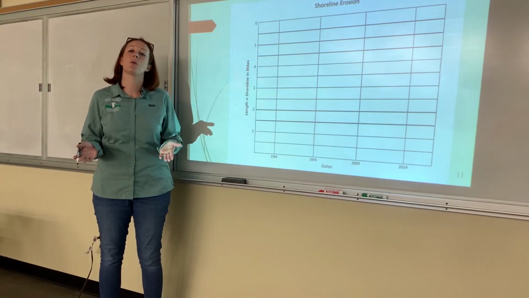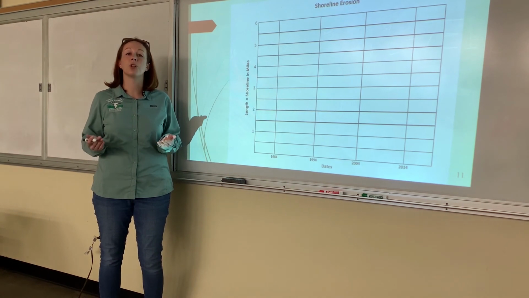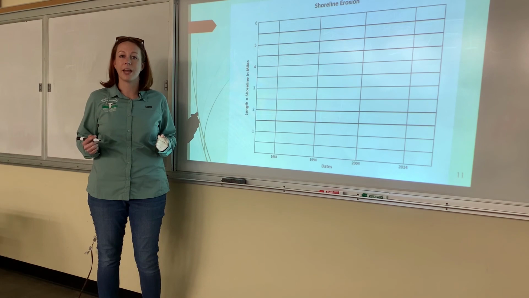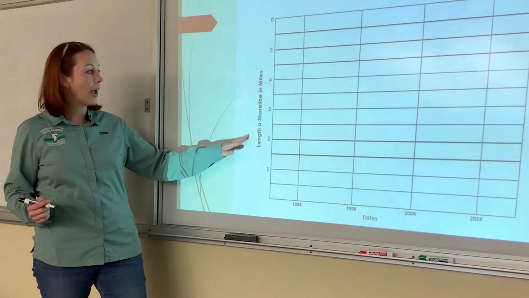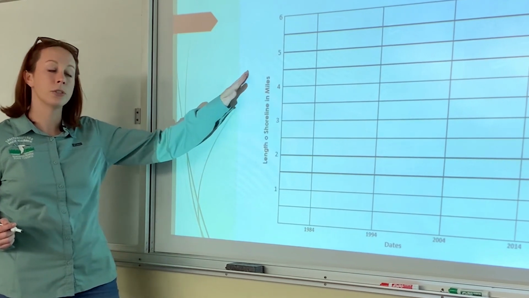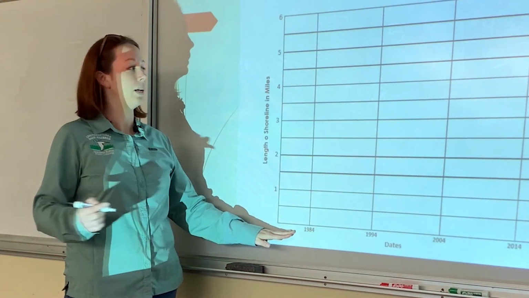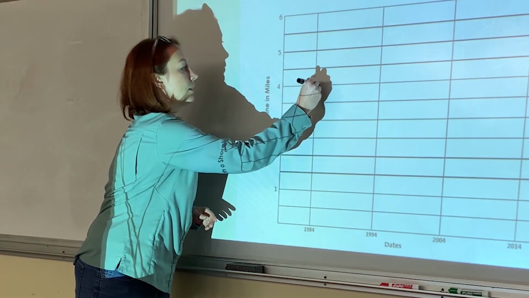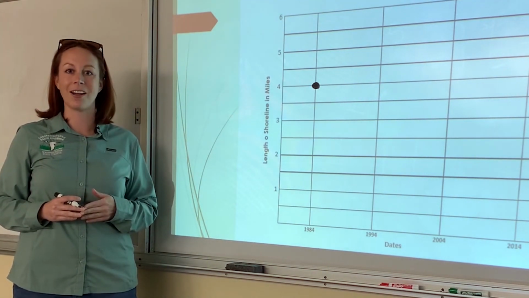Now we need to record our miles on a line graph. We are using a line graph because we're looking at changes over time. Let's do 1984 together. Our x-axis has the dates, while our y-axis has our miles. So in 1984, we had 4 miles of shoreline. So we'll come up to 4 and make a dot. All right. Pause the video now to finish your line graph.